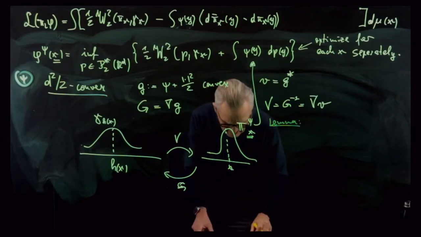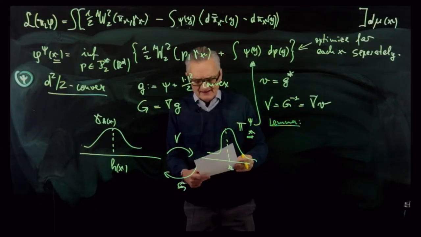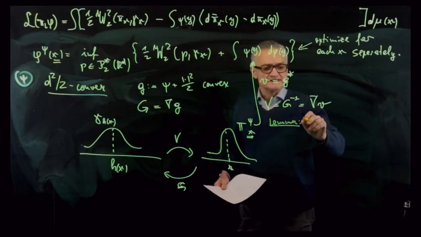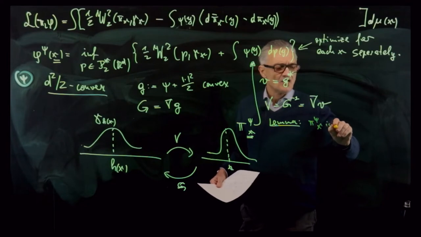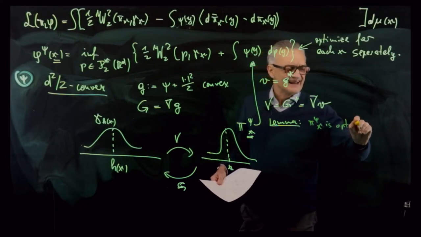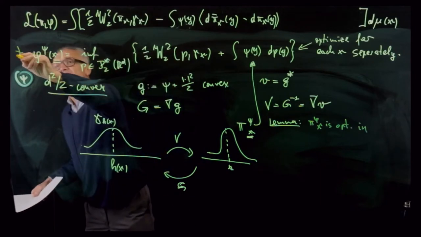Okay, and now let me give the lemma. The lemma is, simply, pi psi x is optimal in this, if I call this star here.